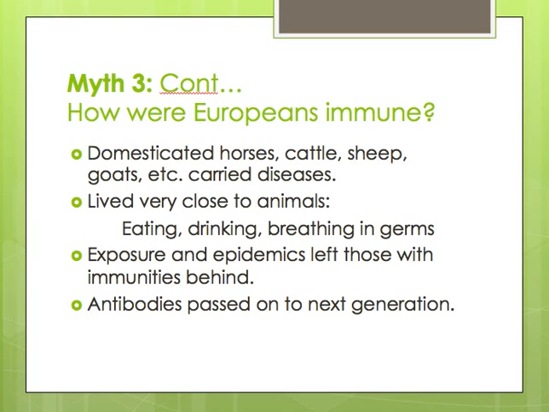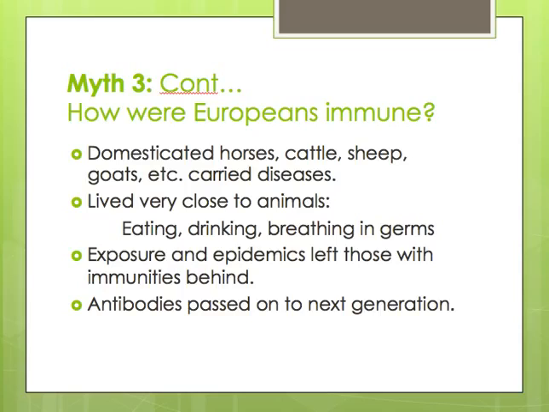The Europeans were eating, drinking, and breathing in the germs that these animals carried. Now, every once in a while, yes, epidemics would happen, breakouts of these diseases would happen, but the Europeans that survived ended up acquiring antibodies that they then passed on to the next generation, and eventually over generations, Europeans gained an increased immunity to these types of diseases.